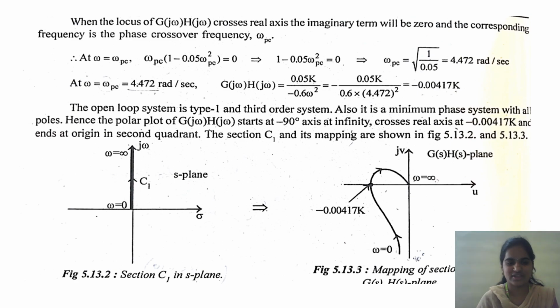Mapping of the S1 plane. The section of S1 we will draw in the S-plane. Again we draw the mappings. In the mapping we will find 0.00417 K. Again we will draw that mapping.